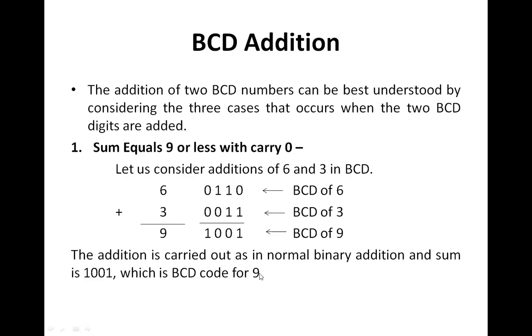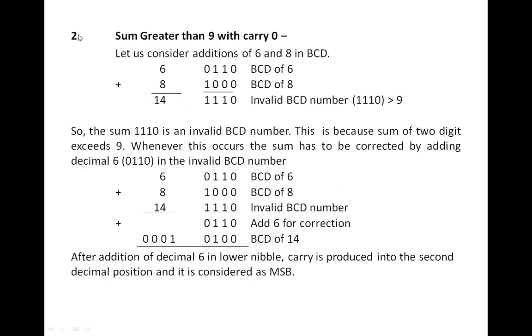So this is the normal addition case. This addition is carried out as in the normal binary addition, and the sum is 1001, which is the BCD code for 9. So there is no problem if we are adding two BCD numbers and the value is less than 9 or 9 without any carry. But the second case is if the sum is greater than 9 and there is no carry, then what will happen? Suppose we are adding two BCD numbers, BCD 6 and BCD 8. So the binary coded decimal of 6 is 0110, BCD of 8 is 1000. And whenever it is added, it will become 1110.